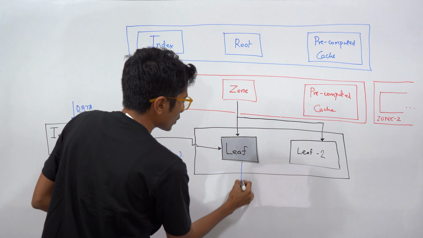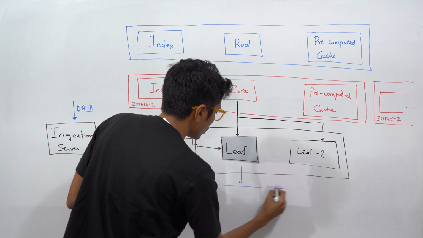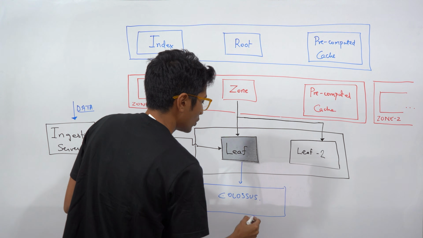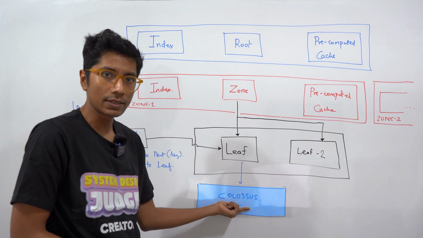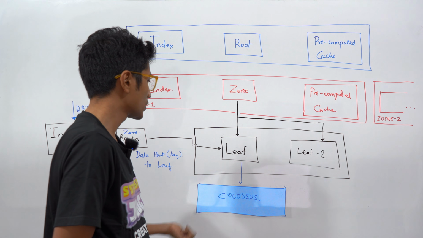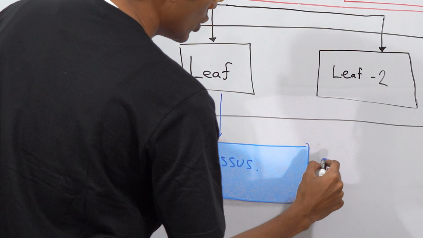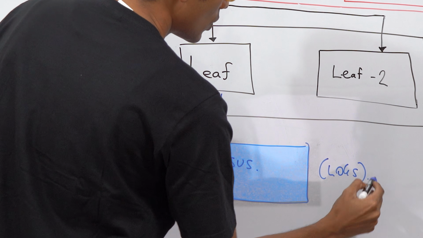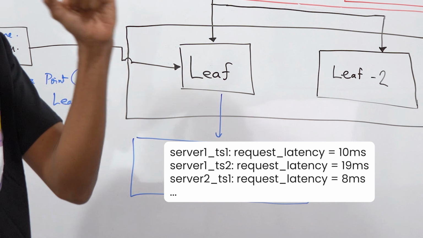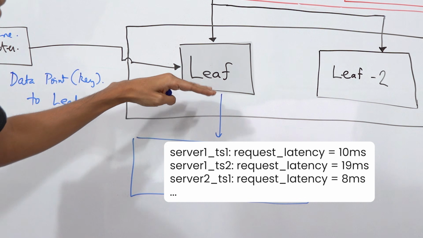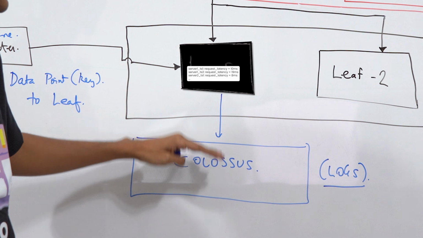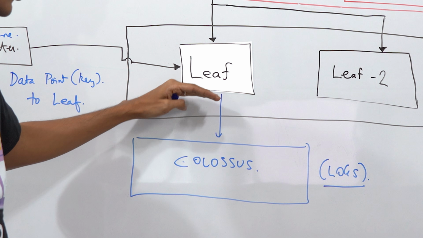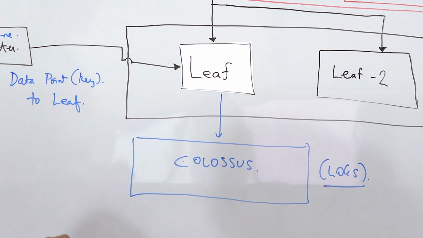Each of these leaves is connected to Colossus, which is a distributed file store at Google. There was a Google file system earlier, GFS, which used to do this. This is used for storing logs. So you can think of each metric as a log line. In case a leaf server crashes, it can go and pick up from Colossus that data and rehydrate itself. So there is fault tolerance also over here.